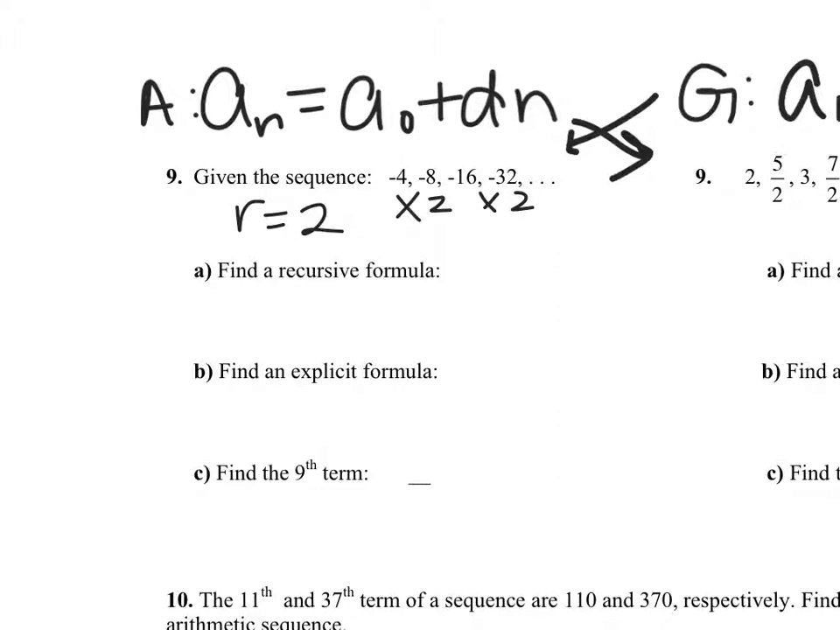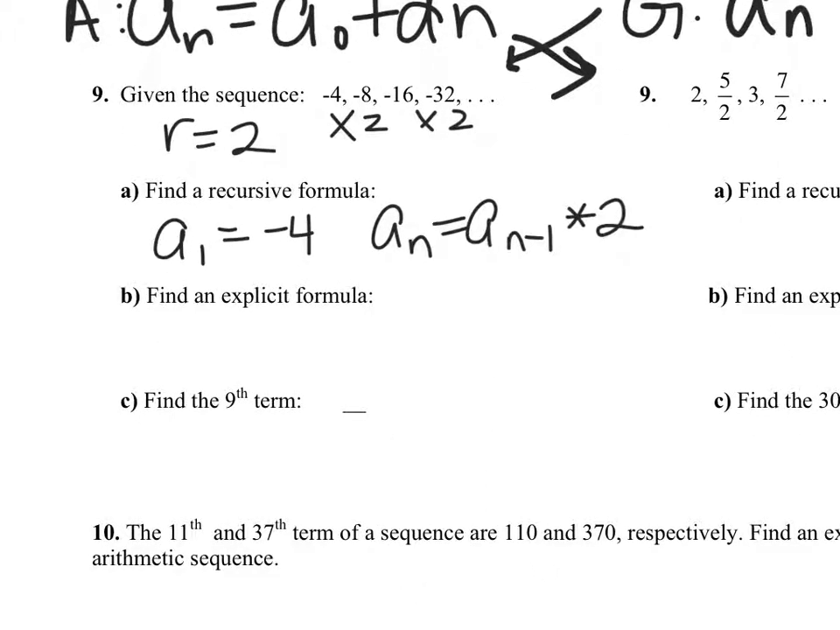And so to write the recursive formula, remember you have to tell me what the first term is, tell me where to start, and then you're going to tell me to take the previous term and just multiply it by 2. You can put that 2 on the front, put it on the back, doesn't matter. 2 times a sub n minus 1.